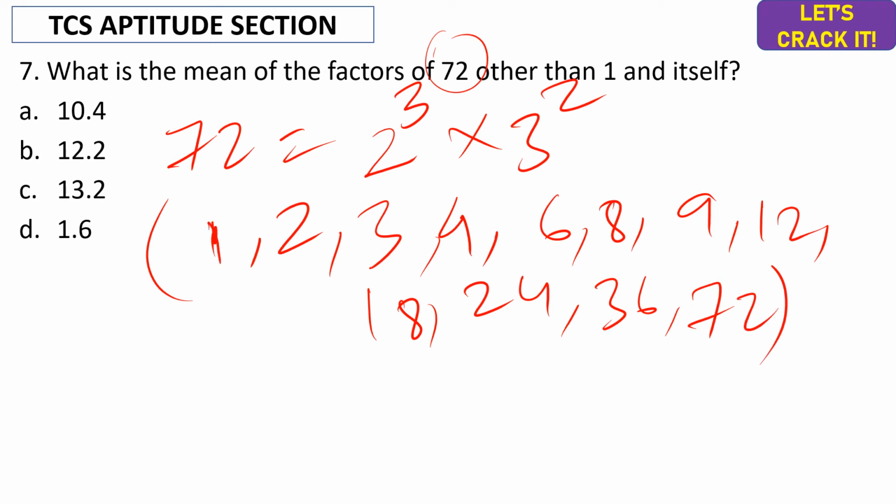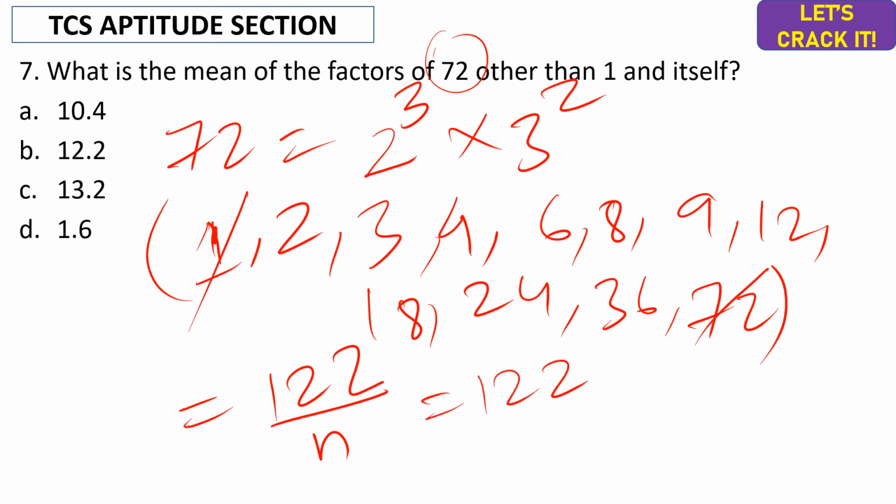So these are all the factors and I need to find just the mean of the factors. The mean formula will be sum by total numbers. Here I need to consider all the numbers other than 1 and 72, so 1 and 72 should be cancelled. The rest of the numbers, if I do the sum, I get 122, and the total numbers will be 1, 2, 3, 4, 5, 6, 7, 8, 9, 10. So here n is 10. So the answer will be 12.2. Option B is the correct answer.